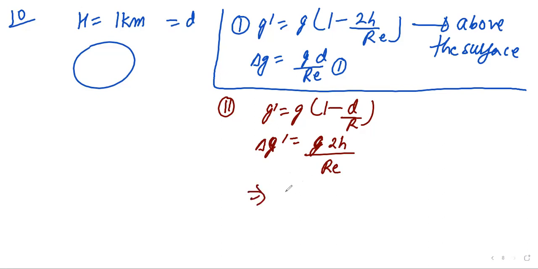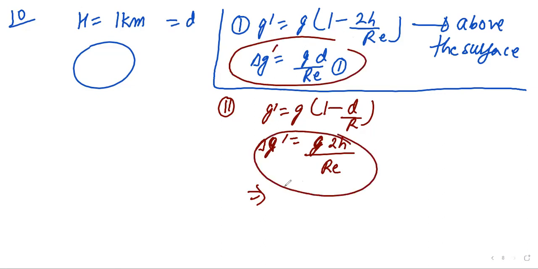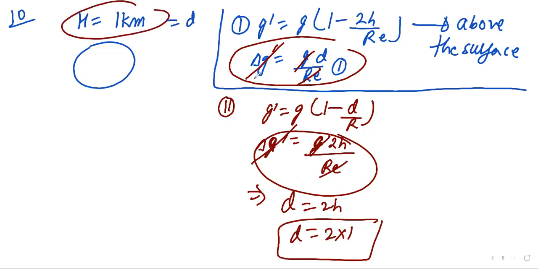Comparing these two, if you divide, g and g cancel, RE and RE cancel. So d is equal to 2h. Height is 1 kilometer given there, so your depth will become 2 times, that is 2 kilometers. It was asked in 2017.